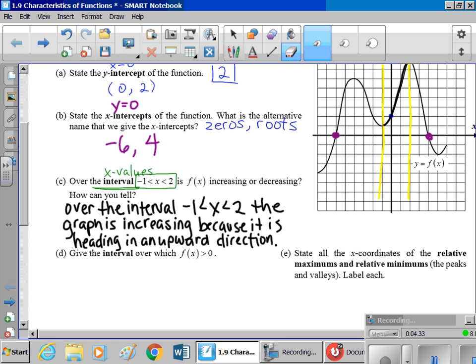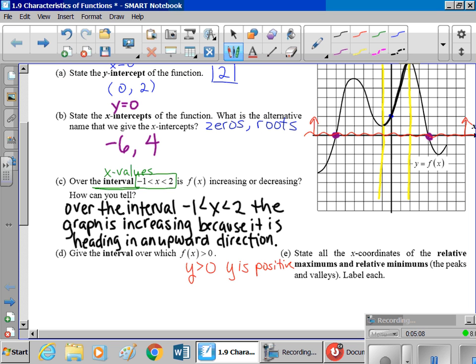Part D says, give the interval in which f of x is greater than 0. Again, let's go back to our translating. f of x is the same thing as y. So y is greater than 0. And when y is greater than 0, it's like saying y is positive. So where is y positive? Going up to our graph here, y equals 0 is here, and positive is right from this point upward.